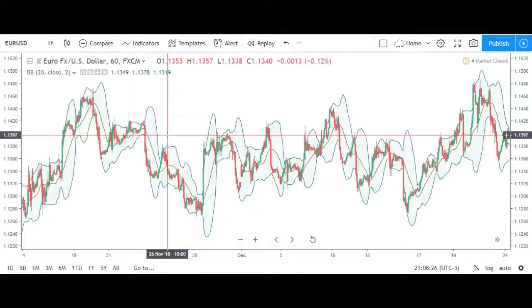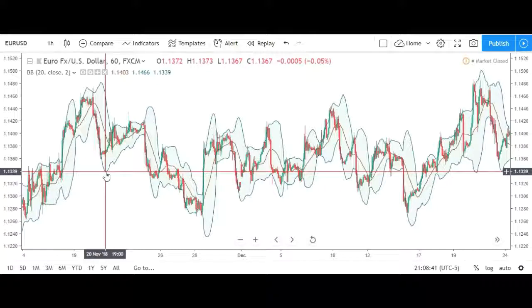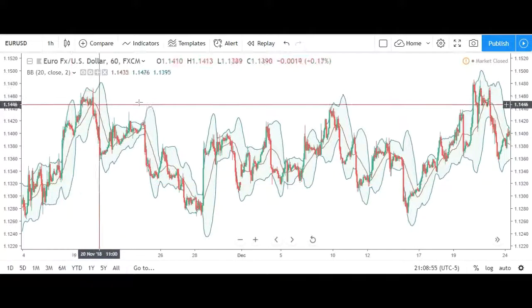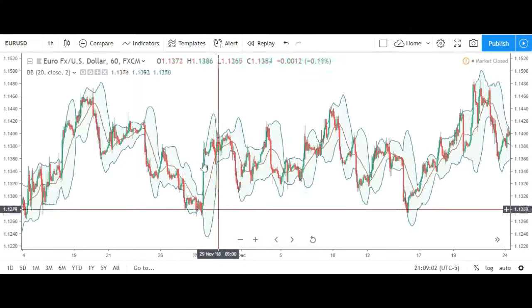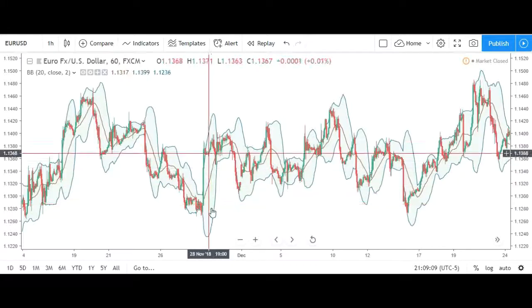Bollinger Bands take a moving average. In this case it's 20, which is the default setting for Bollinger Bands. And then it adds standard deviations to them. The blue lines are the standard deviations. It's a standard deviation of 2. So in essence, what it's doing is showing the overbought and oversold areas for that moving average. So everything that's here is overbought, everything that's here is oversold.